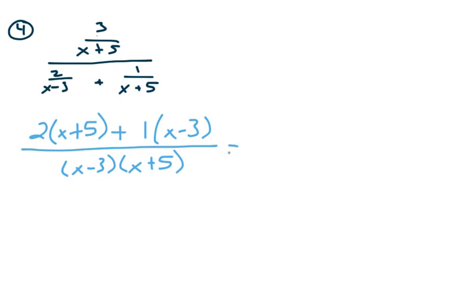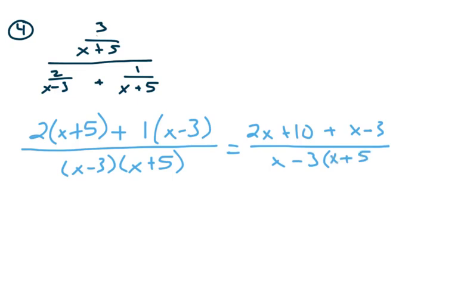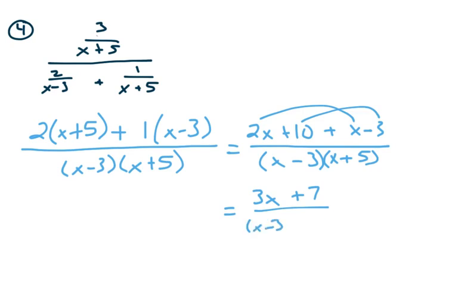Okay, so let's simplify the numerator of this fraction I've got in blue, so we'll have 2x plus 10, then times 1, so nothing's going to change, so it's going to be x minus 3. All of that is going to be over x minus 3 times x plus 5. Put the x minus 3 in parentheses, and then this simplifies down to 2x plus x is 3x, 10 minus 3 is 7, all over x minus 3 times x plus 5.